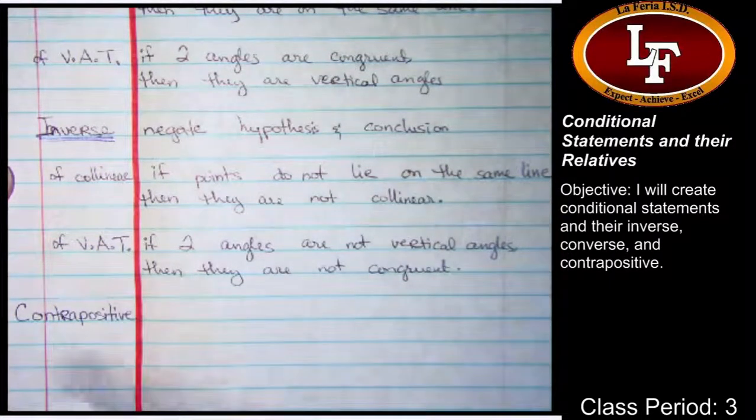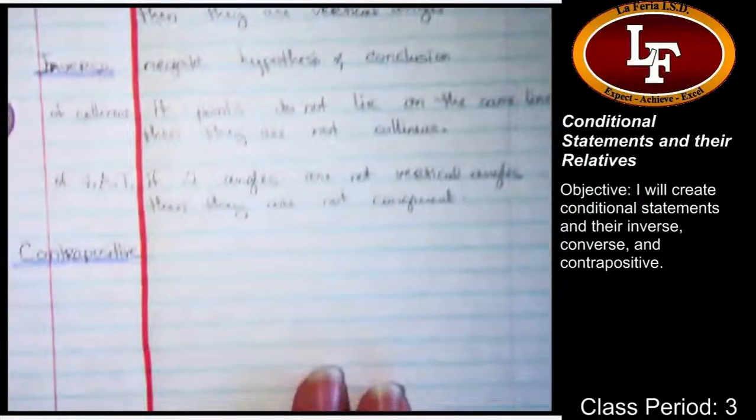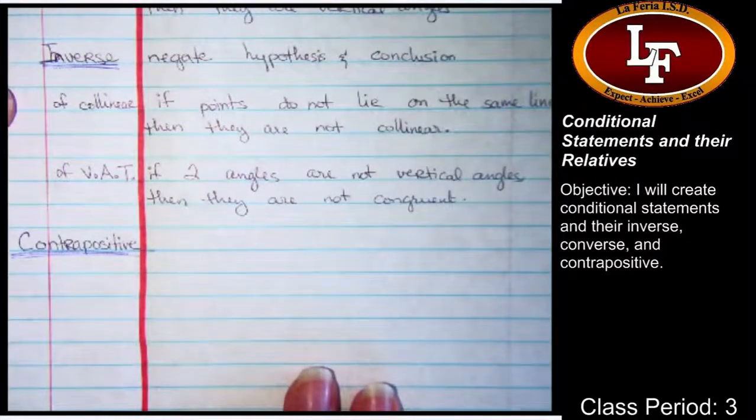All right, here's the last relationship. It's the contrapositive. I ran out of room. You ran out of room. Go ahead and go to the back of the page. Put your bar. Don't forget your margin. Yeah, your fat margin.